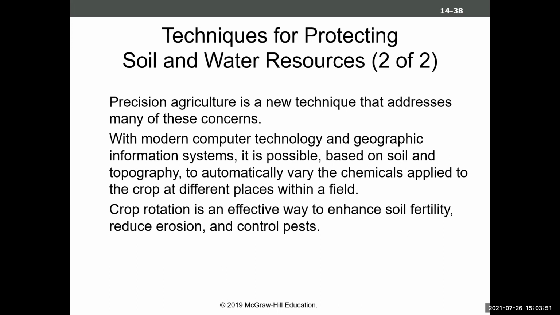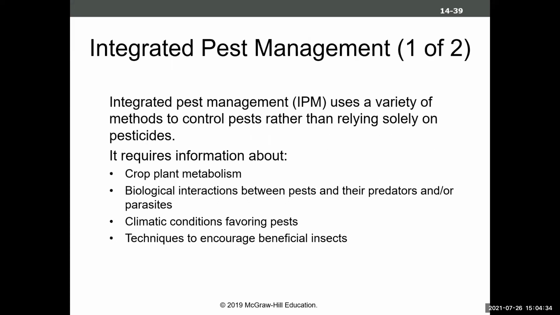Precision ag is a new technique that is trying to address many of the concerns we've mentioned. So, in combination with computer technology, GIS, so geographic information systems, and soil topography, you can look at automatically varying the amount of chemicals applied to a crop at different places in a field, and basically specifically targeting certain areas to only have those chemicals applied. And then also using crop rotation to enhance soil fertility, to reduce erosion, and then to control any pests that you would have during this type of process.